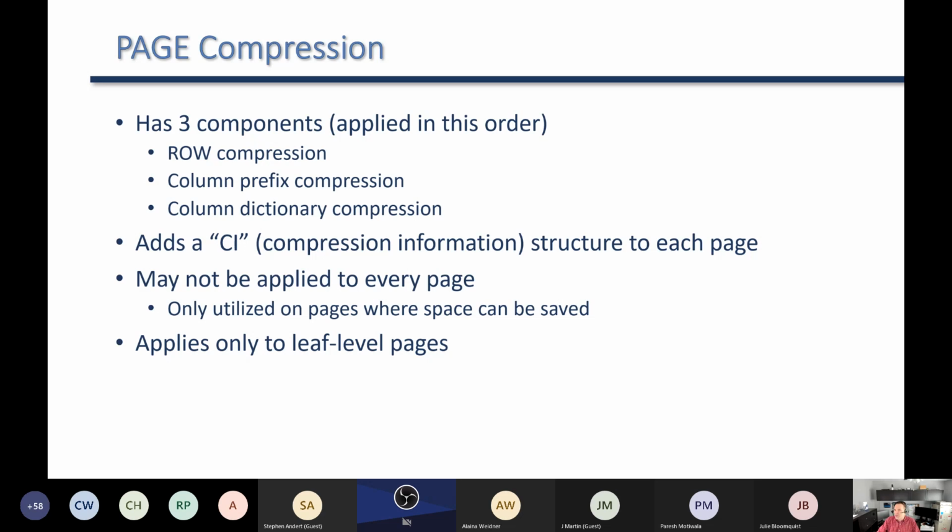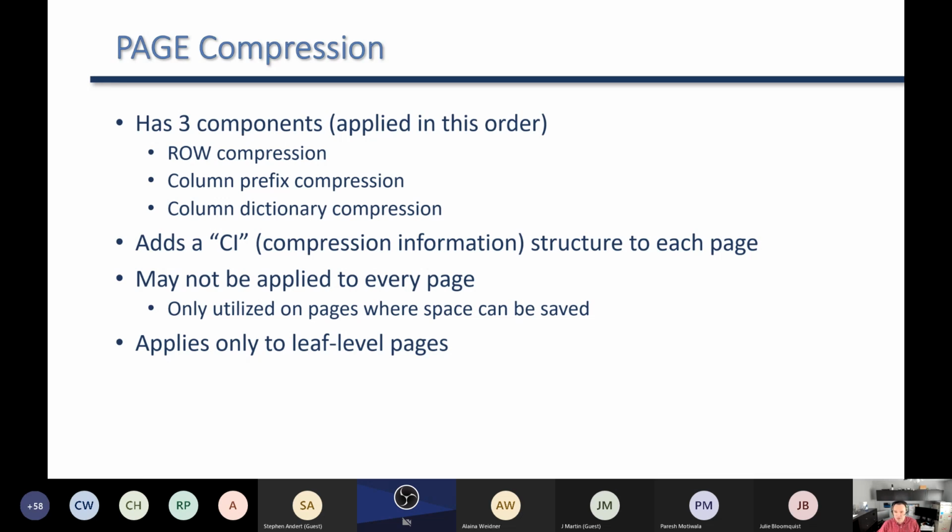Page compression may not occur on every page, even if you enable it for an entire table. SQL Server is smart enough to determine, hey, can I actually save some space with page compression? If so, it will enable it for that page. If not, it won't. So it'll only be utilized on pages where space can be saved, and it only applies to leaf level pages in a table structure.